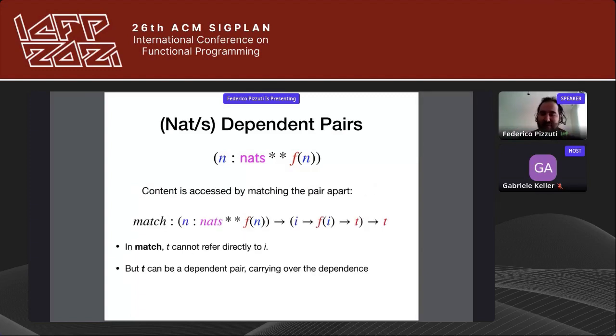And how are we going to access it is a bit more complicated because, of course, we cannot give first and second projections, because the second projection would make no sense. Again, you need the first thing to look at the second. So we're going to give you something called match, where you take the whole pair and you pass in a function which takes the two values separately. And now we can use dependent functions to express the fact that the second argument must depend on the first, right? And then they compute some type t, which again does not refer to i in this case. It cannot refer to i. Once we return, we're done, and there is no more dependence. And if you want to carry around the dependence, t itself would have to be a dependent pair, right? You can match it apart, do some computation, and put it back together. So that's the setup where we use dependent pairs.